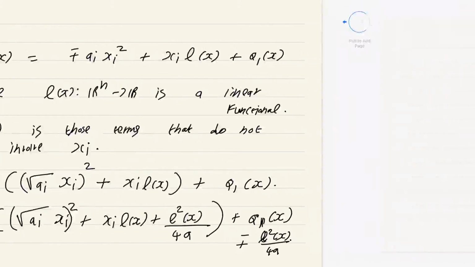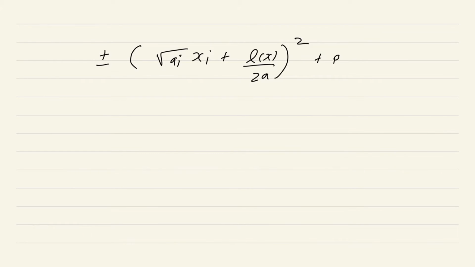What we do is the following: we complete the squares and write the first term as plus or minus square root of ai xi plus L of x by 2a the whole squared, plus q1 of x minus or plus L squared x by 4a.